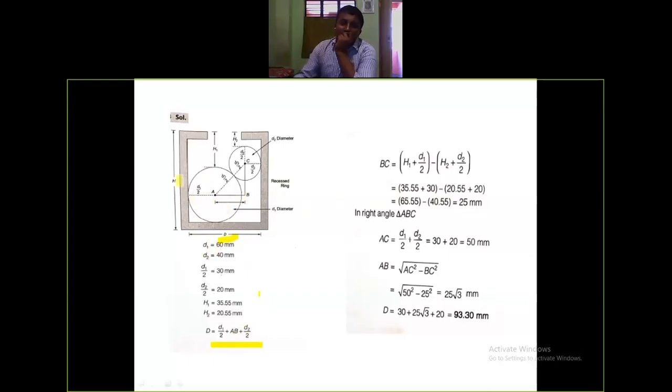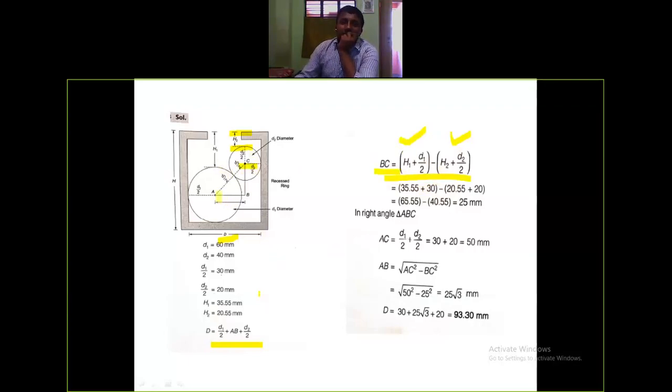So in order to find out the value of D, we must know the value of BC. By using this relation, H1 plus D1 by 2 minus H2 plus D2 by 2, if you subtract this by this, you will get the value of BC.